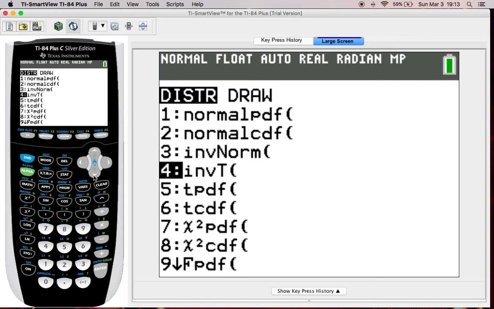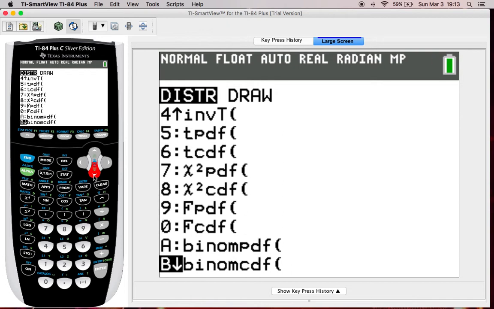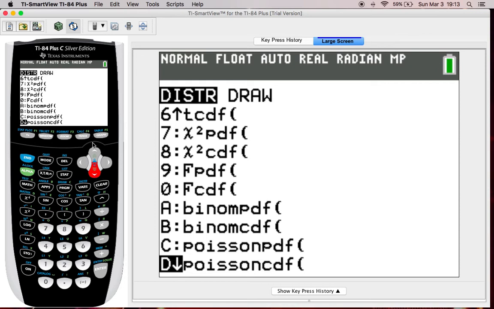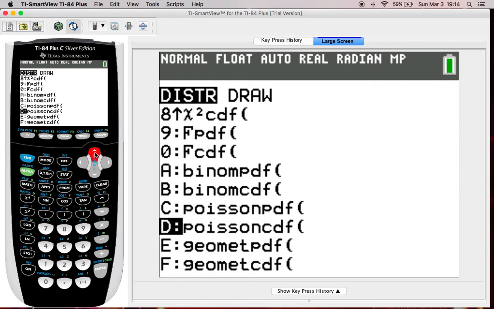And we want to come down, keep coming down until we see the word binom. So there are two, oops, I went too far. Still going, here we go. Go back up. There are two different binom functions in our calculator, Binompdf and Binomcdf.